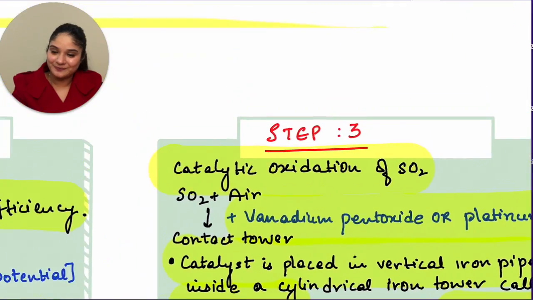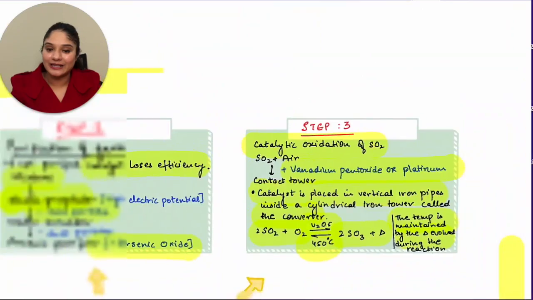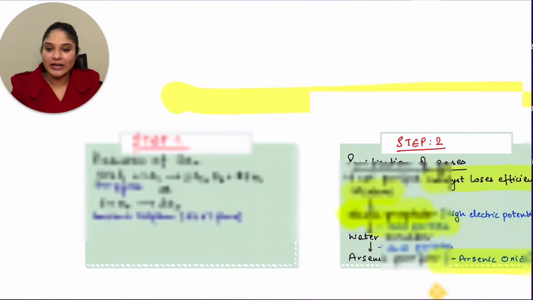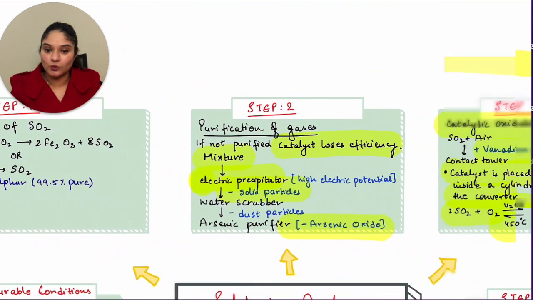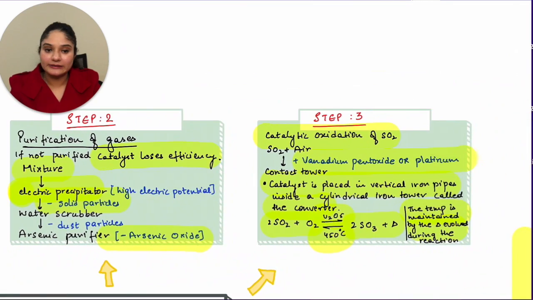So this is step 3. How far are we? What have we done? We have done the production of SO2, then we purified the gases, then we catalytically oxidized SO2.